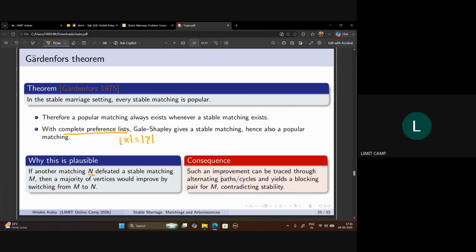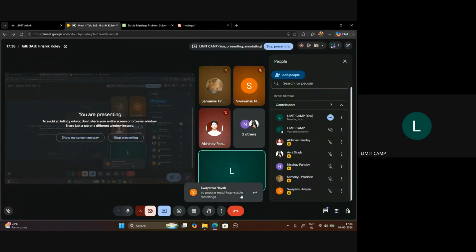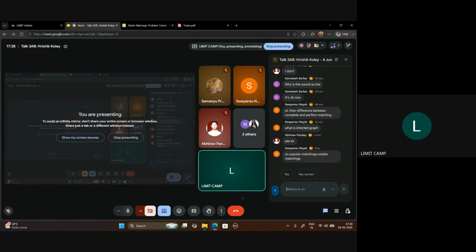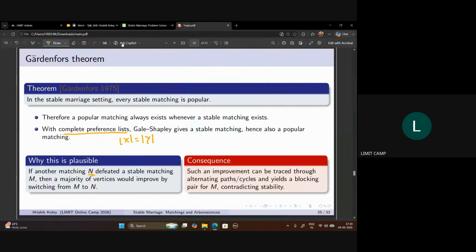And if that happens, it's the other way around. A stable matching implies a popular matching, but a popular matching does not imply a stable matching, because, as I said, stable matching is hinged on this factor, which popular matching is not dependent on. So if I can get a stable matching, I can say that this is also a popular matching. But a popular matching does not necessarily mean a stable matching.